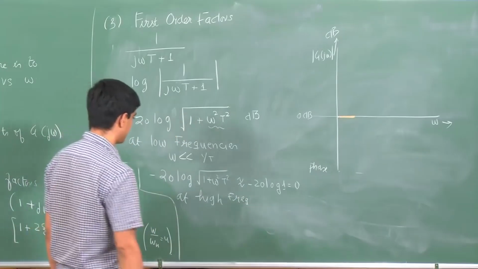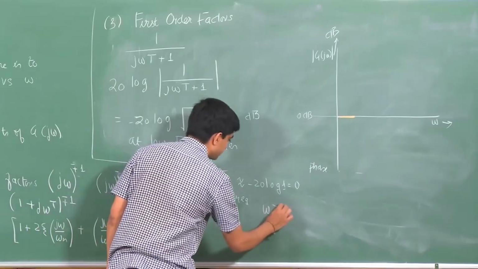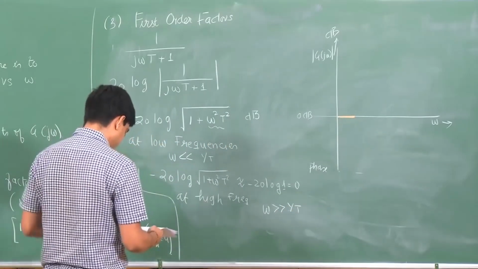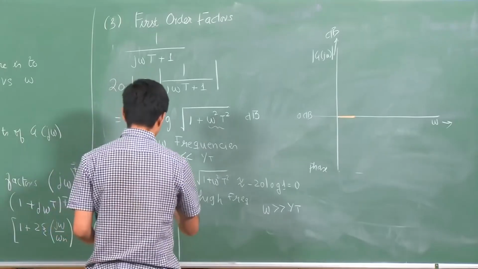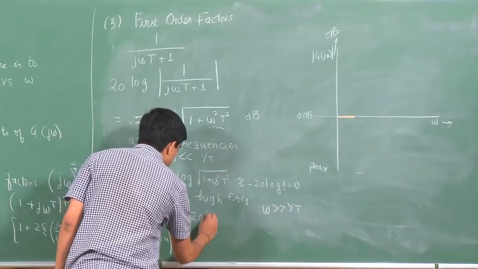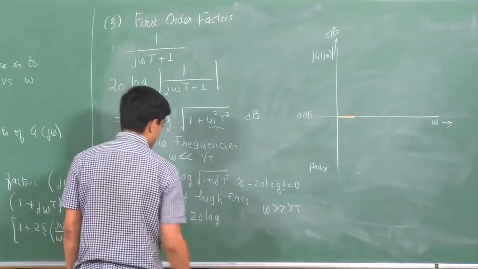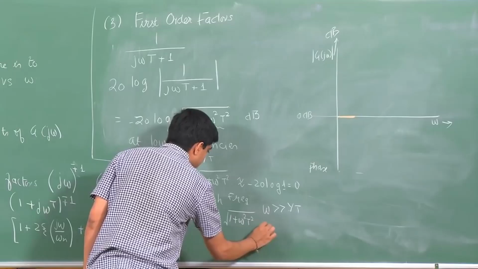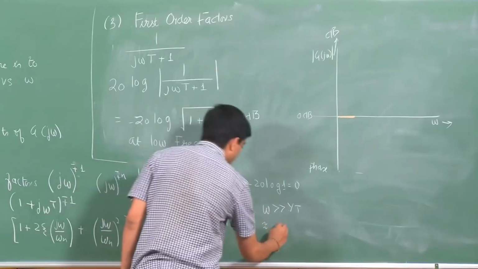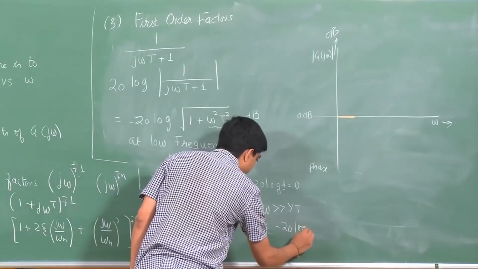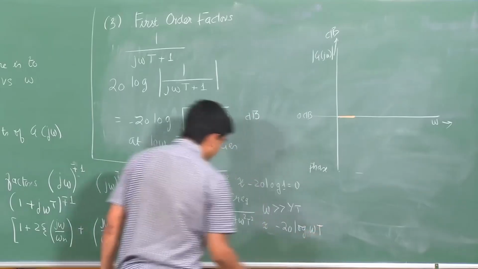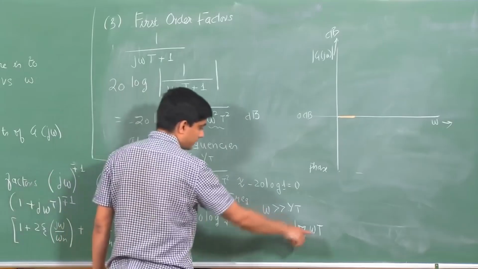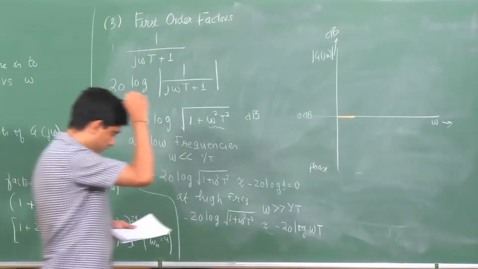At high frequencies, omega is significantly large as compared to T. So, minus 20 log of square root of 1 plus omega square T square is minus 20 log of omega T. Okay. So, this 1 goes away, and then omega square T square, the square root will just be omega T. Okay. So, how does this look like?